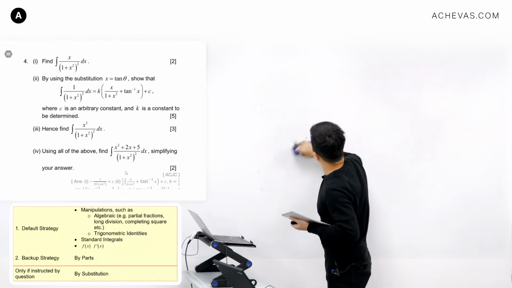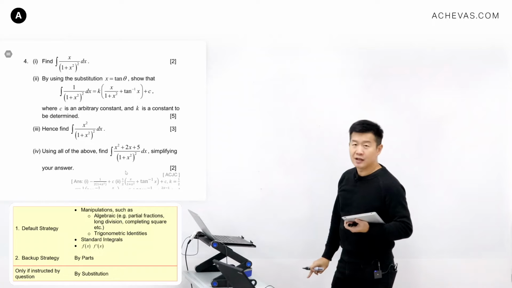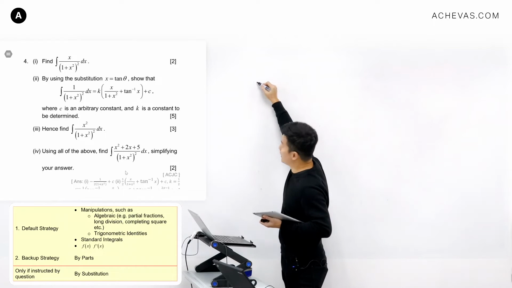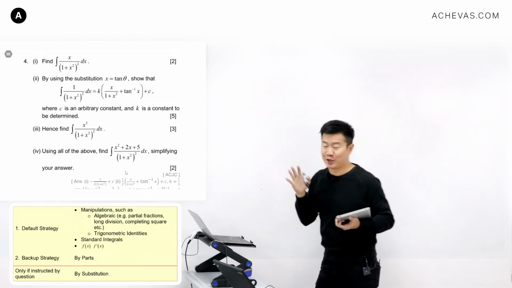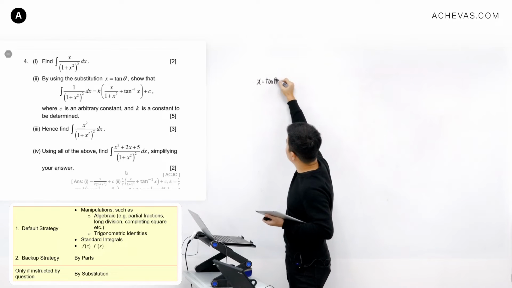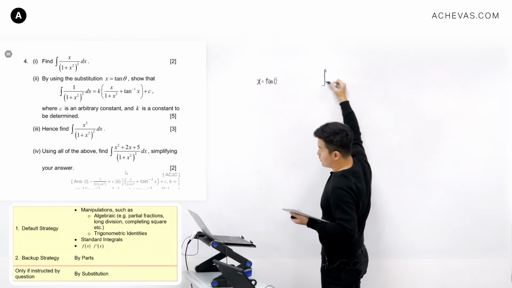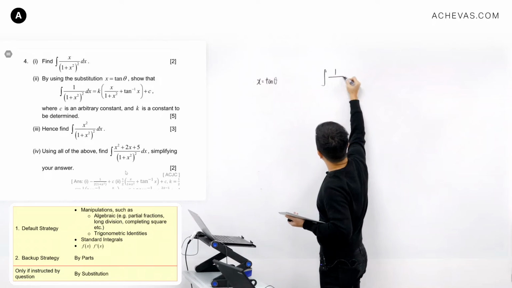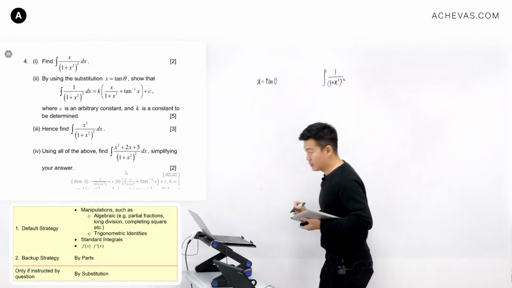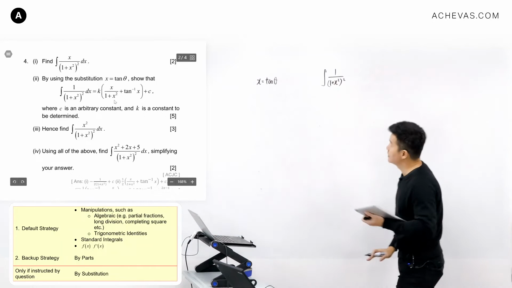Part 2. By using substitution, x is equal to tangent theta is the equation that is given to us. And we are supposed to substitute and replace all the x that is in this integral here. So 1 over 1 plus x squared. We are supposed to integrate this and show that it can become an expression that is like this.